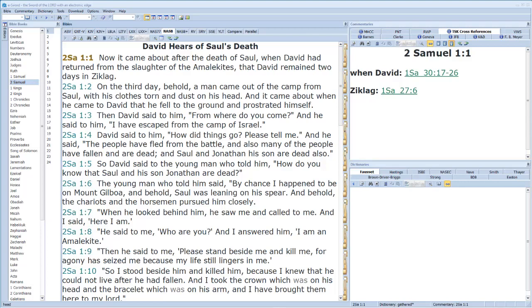And it says, "It came about when he came to David that he fell to the ground and prostrated himself." So this person comes apparently from the camp of Saul, in other words, from the area of the camp of Saul. It doesn't necessarily mean that he was fighting for Saul or against Saul. It just simply means that he came from that direction. When he saw David, he fell down before him. So apparently he was coming to David as he was leaving the battlefield, you might say.